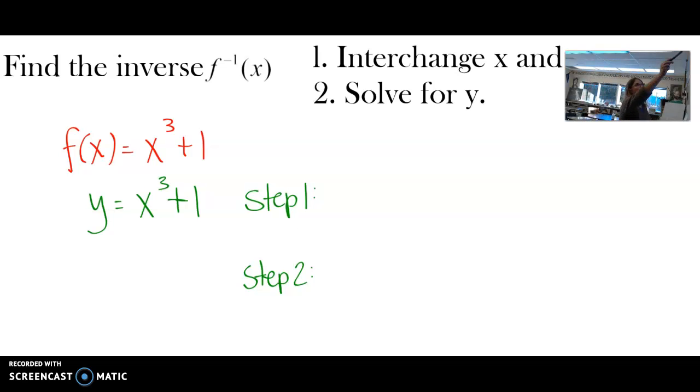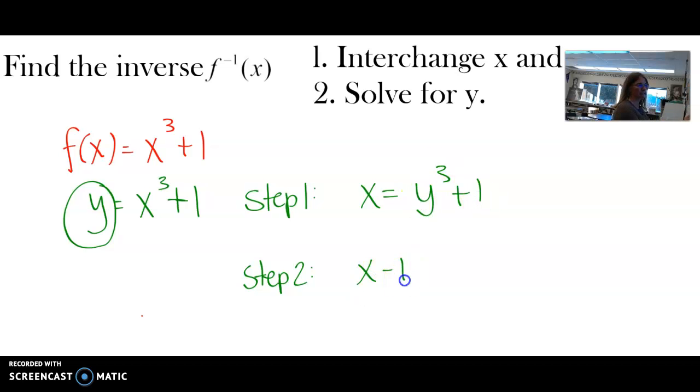We're going to look at this function right here. We are going to find the inverse of f of x equals x cubed plus 1. It might be helpful, instead of writing f of x, to write y here. Then we're going to follow these two steps. First, we interchange x and y, so we have x equals y cubed plus 1, and then we solve for y.